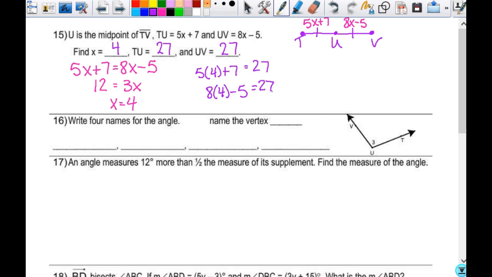Then it says, write 4 names for the angle. So the vertex of this angle is U. Remember, every time I name one, I've got to use the angle symbol. So they all start with the angle symbol. I can use the number that's floating on the inside, so it could be angle 3. Since there's only one angle coming off the vertex, I can use the vertex and call it angle U. Or I can call it angle VUT or angle TUV. Those are my options.